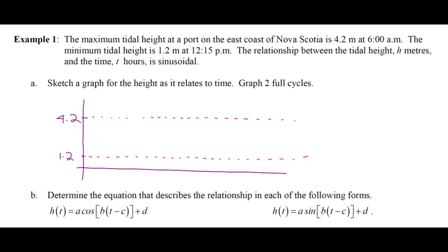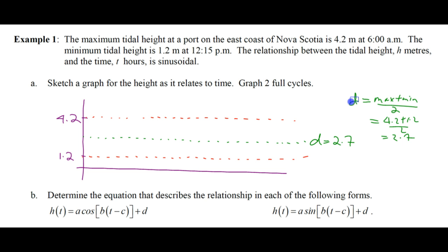So what's halfway in between there? So D, the average, right? D is equal to max plus min over 2. So 4.2 plus 1.2 over 2 is 2.7. So we've got D is equal to 2.7. We can label that over here. Because we're going to state this equation, we already know one of the values. Oh wait, we know two of the values.